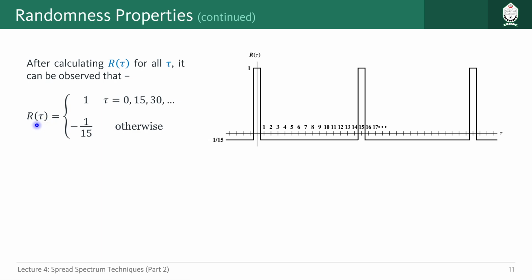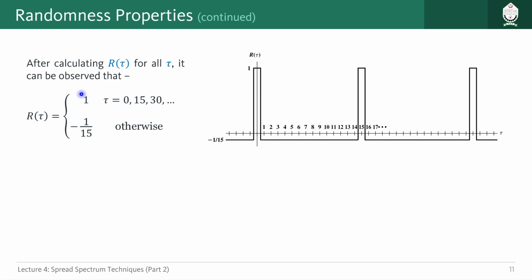That comes out as r of tau is equal to 1 for tau is equal to 0, 15, 30 like this, and otherwise it will have a very low value of minus 1 divided by 15. And graphically this is how we are going to represent our r of tau. So you see here, when we have tau is equal to 0, at that moment we have the maximum value for r of tau, and for all the other cases we have a very low value. After completing one sequence, again we have the maximum value of autocorrelation.